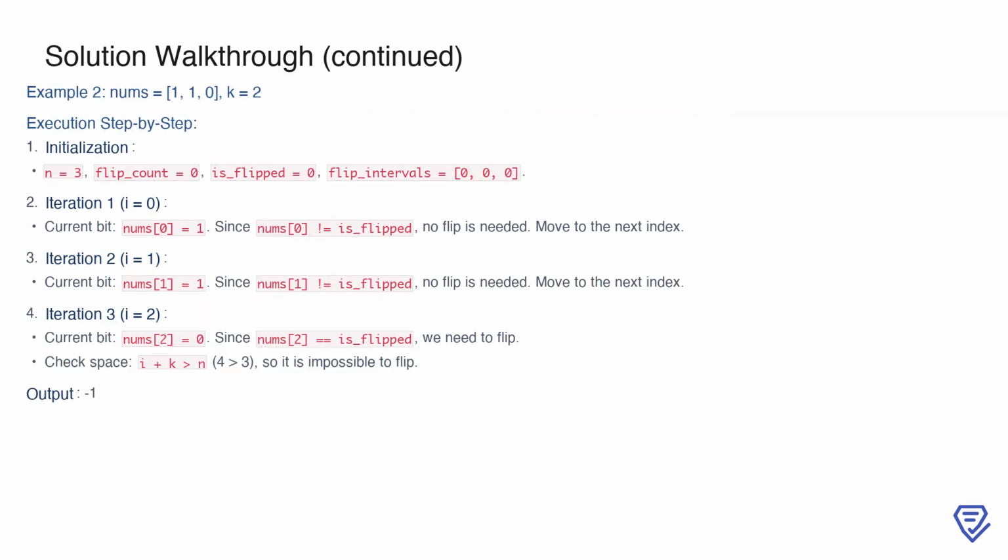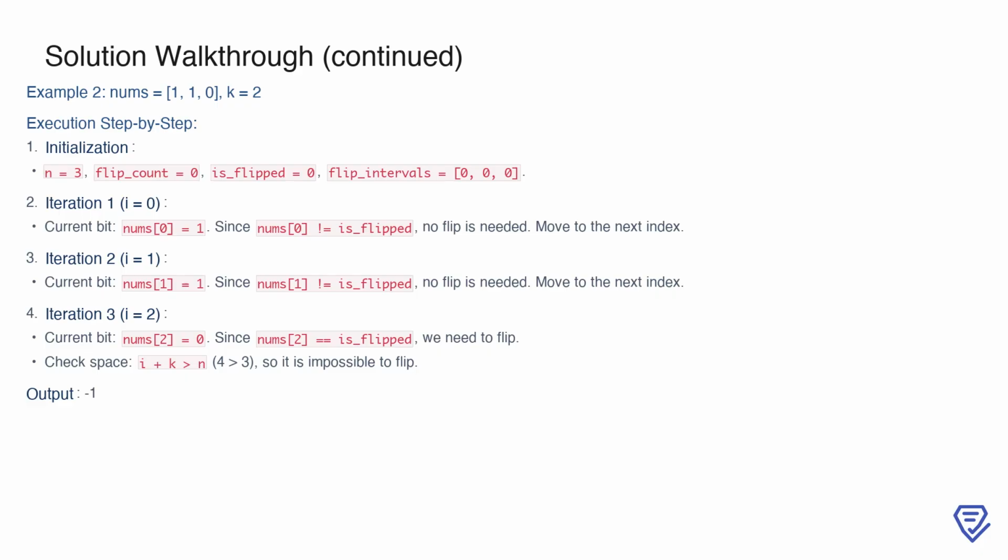In this second example, nums equals 1, 1, 0, and k equals 2. We initialize the same variables as before. Here, n equals 3, flip_count is 0, is_flipped is 0, and flip_intervals is 0, 0, 0. Starting with I equals 0, the current bit is nums[0] equals 1. Since nums[0] does not match is_flipped, no flip is needed, and we move to I equals 1. At this index, nums[1] equals 1, which again doesn't match is_flipped, so we don't flip and move on.